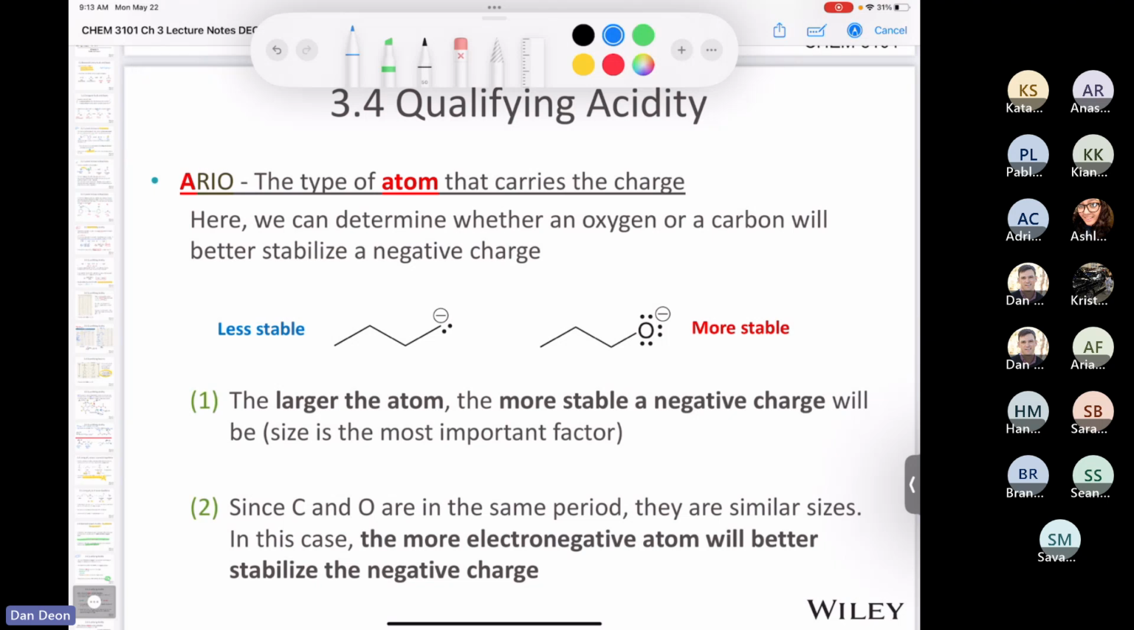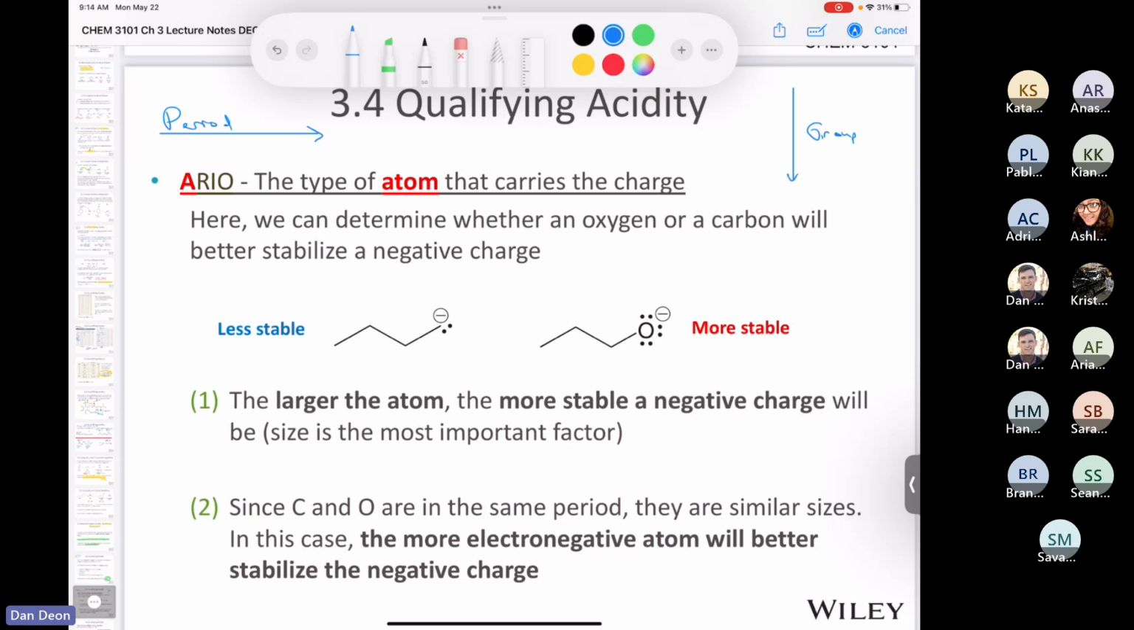And there's two ways of doing this. We're going to look at it in terms of period. So atoms in the same period. So remember that periods are horizontal. So a period in the periodic table. And then we're also going to talk about the vertical columns, which we call groups. So it depends on whether the two atoms, where the negative charge is, are in the same period or in the same group.